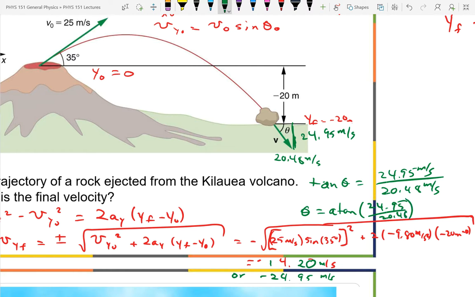Now, a few things to point out. My y final velocity was negative. Why didn't I put negative in my arguments for tangent theta? Why didn't I put tangent theta is equal to minus 24.95 over 20.48?